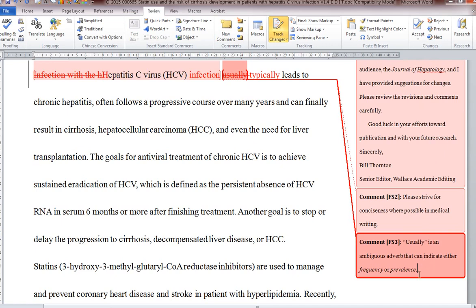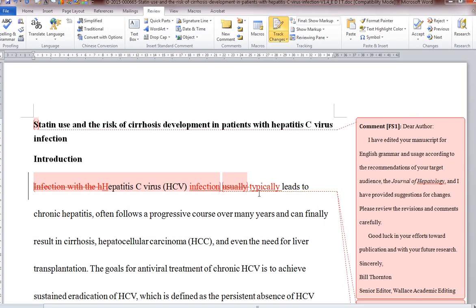Usually is an ambiguous adverb that can indicate either frequency or prevalence. In some contexts, frequency and prevalence can be synonymous, mean the same thing. However, here I'm indicating frequency, how often something occurs, versus prevalence, how much it is found, for instance, the number of objects or instances. In this instance, hepatitis C virus typically leads, typically meaning with most patients under most circumstances.